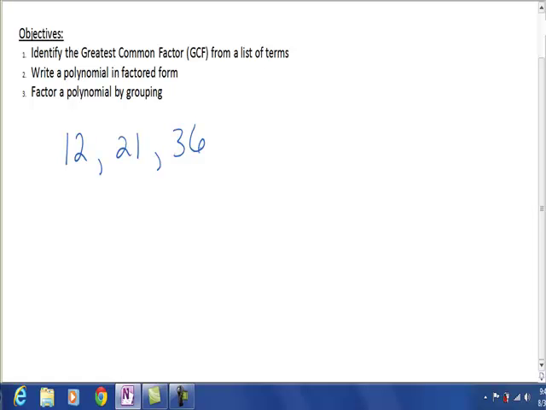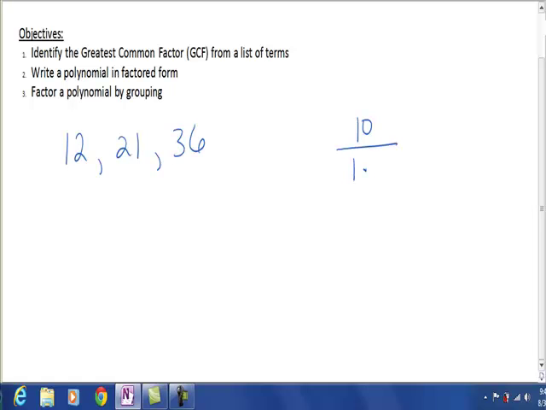Well, what do I mean by that? Well, greatest, largest, right? Common, what do they have in common? And what is a factor? Think, what are factors in general? Factors are numbers that multiply to make another number, or another way to think of it is they divide into a number evenly. So, for instance, if I take the number 10, what are the factors of 10?